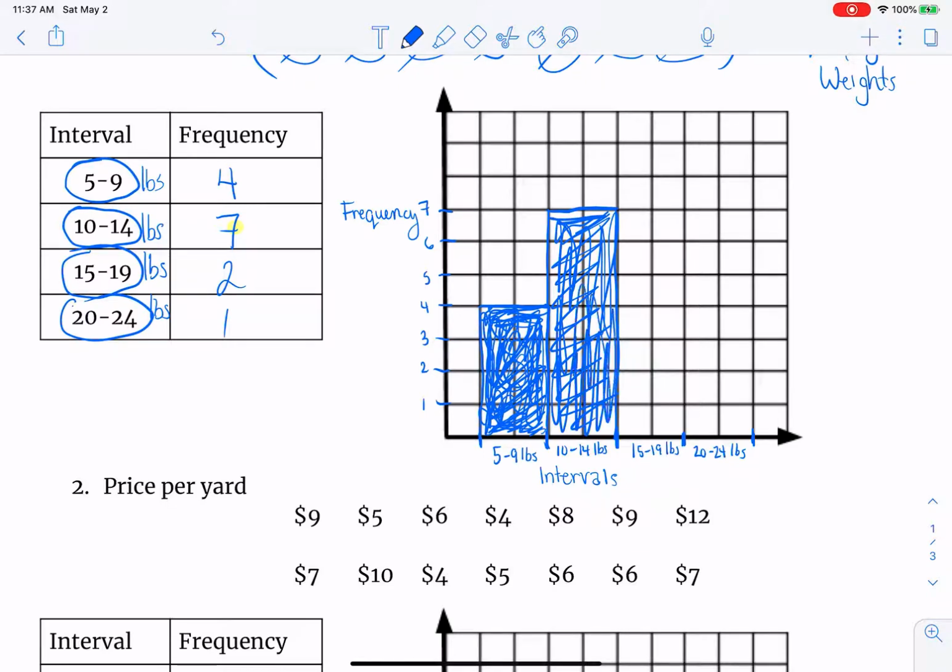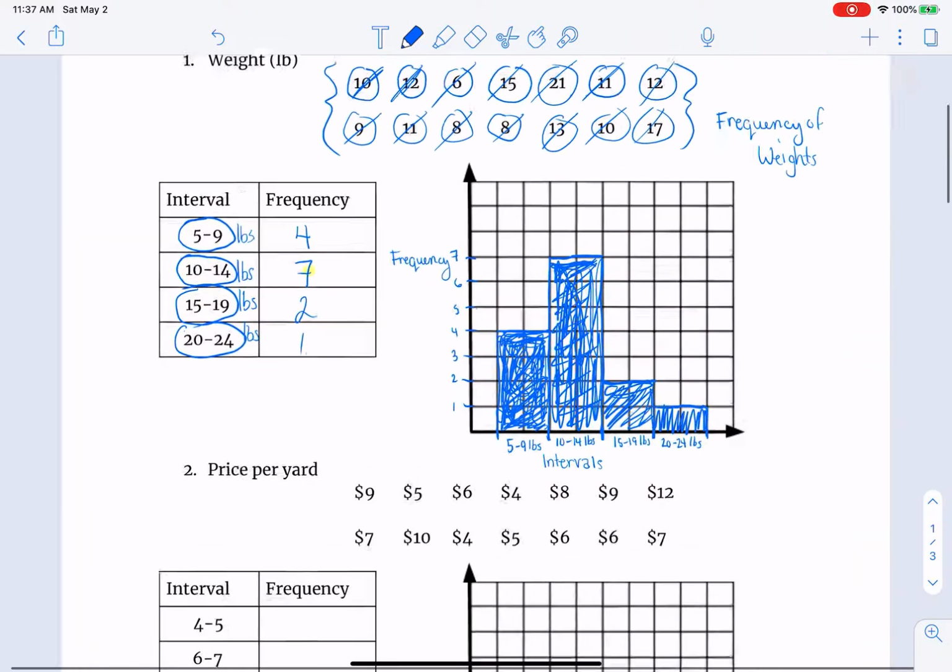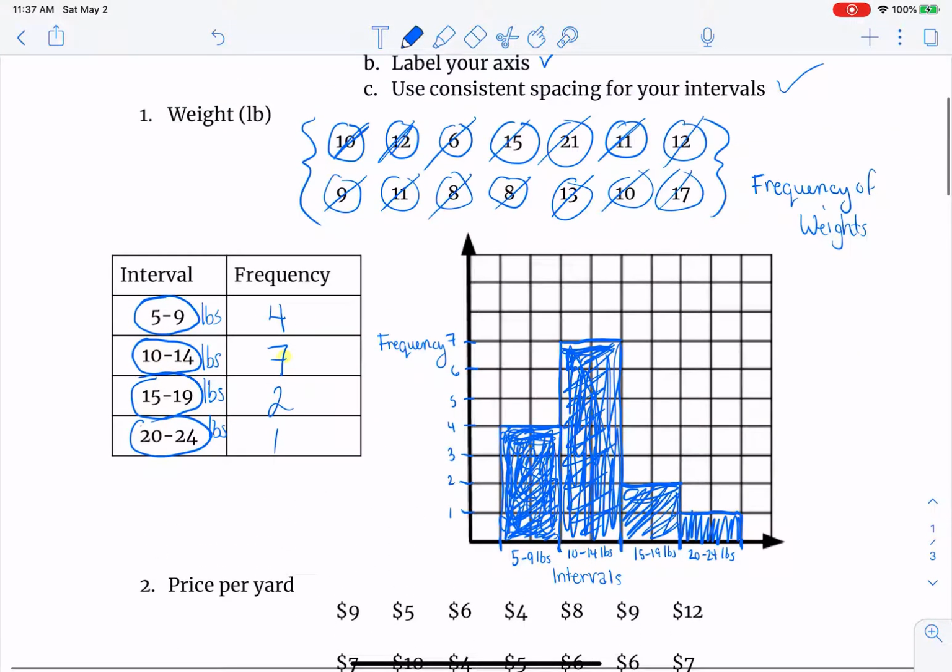Very ugly. Okay, I'll stop. And the next one would be 2. So we want to draw our line at 2. And the final one would be 1. So we have our histogram now.